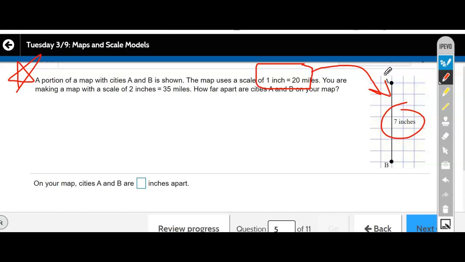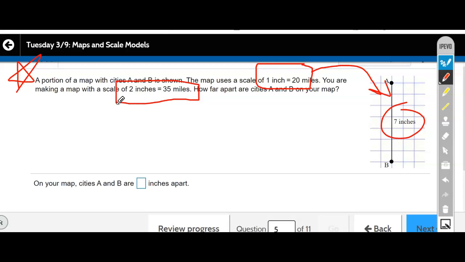You are making your own map, and we want to use a scale of 2 inches equals 35 miles. So what do we want? What do we do to figure out how many inches apart city A would be from city B using the new scale? Whew. That's tricky, isn't it?